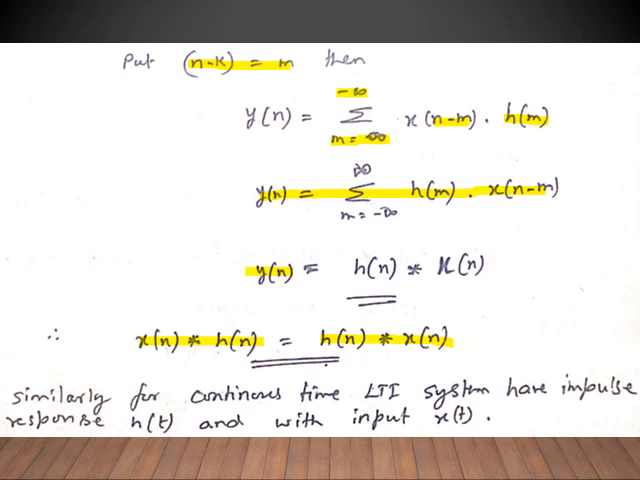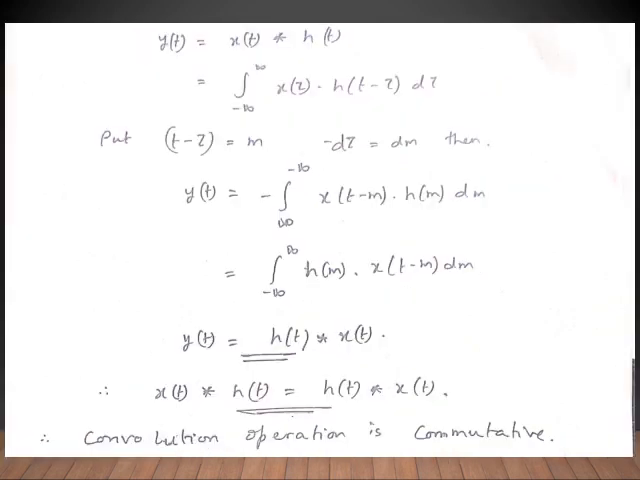Hence the commutative property is proved for the discrete time signal in terms of the convolution sum. Similarly, for continuous time we can prove that a system has an impulse response h of t with input x of t. So I'll now consider the continuous time signal. Let us look over here.